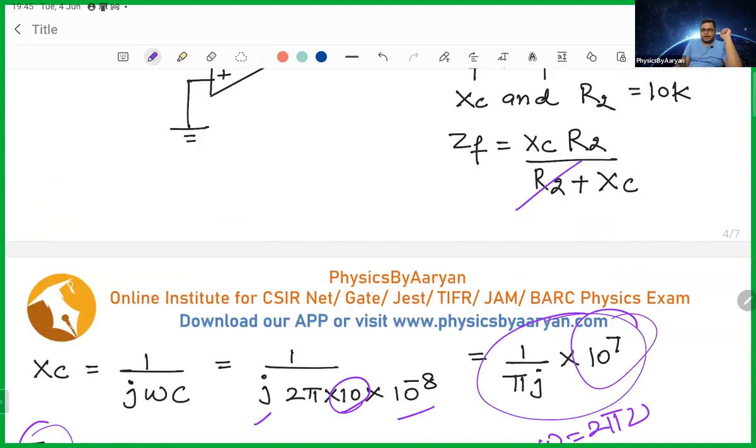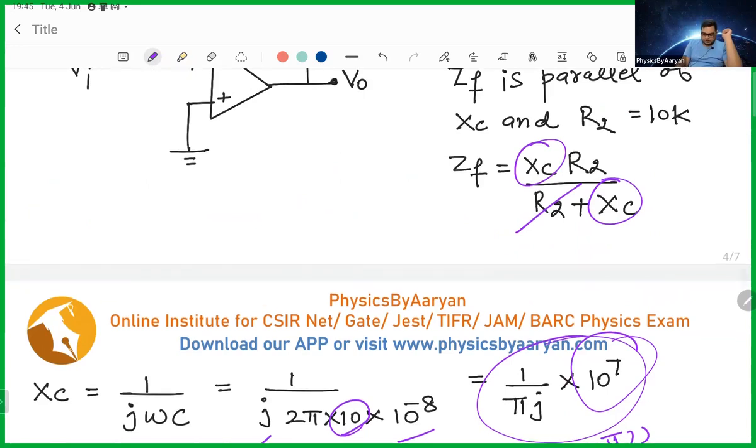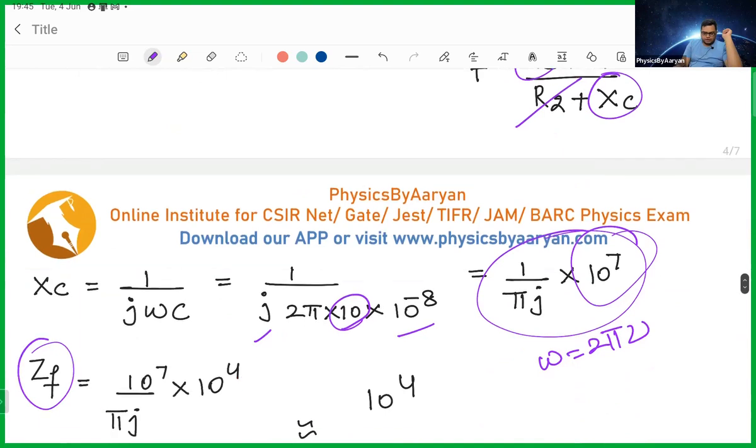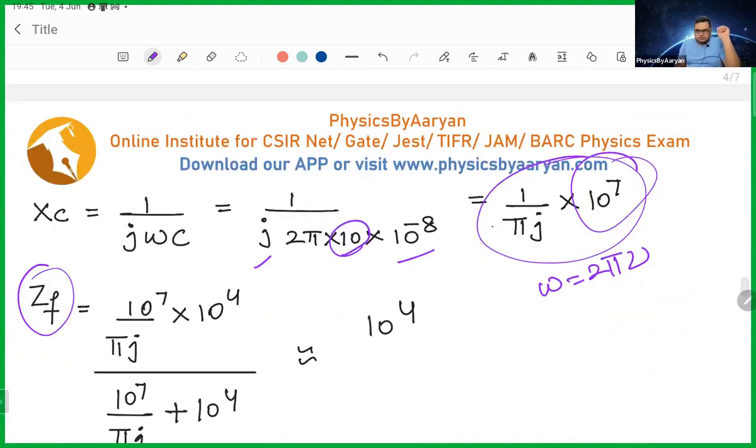So if I can ignore my R with respect to XC, then you can clearly see that XC and XC will cancel out. So 2 is in the denominator. Okay, fine. Where are you saying? Here, okay. Doesn't matter, I just want magnitudes. So 2 should also come. Okay, perfect.